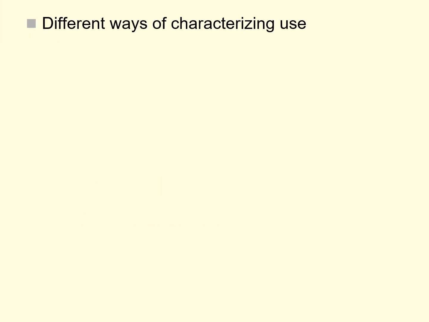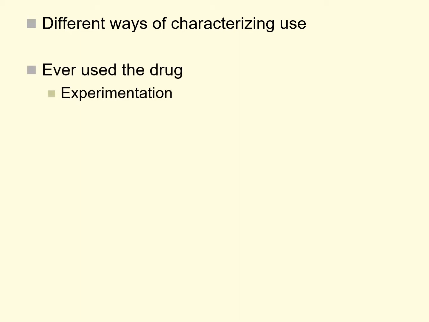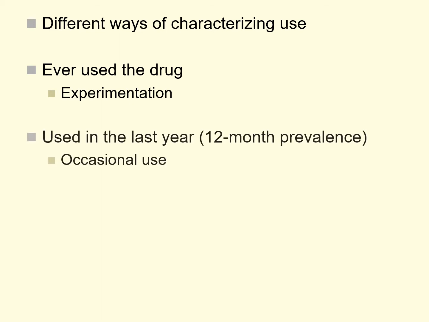Now, Monitoring the Future characterizes drug use in different ways, and these characterizations are common in other large survey-based research programs. One is they ask about a variety of different drugs: have you ever used this drug? For instance, have you ever used cocaine, even just once? Have you ever used tobacco in cigarette form, even just once? This is sometimes called experimentation. Have you ever experimented with a drug?